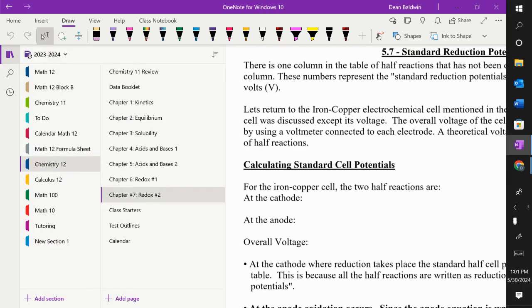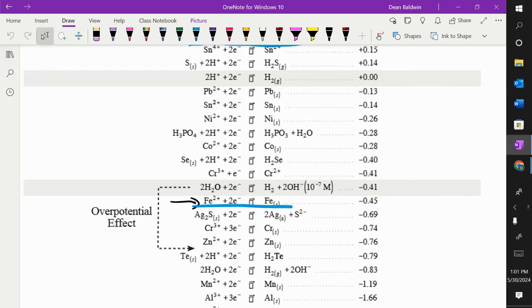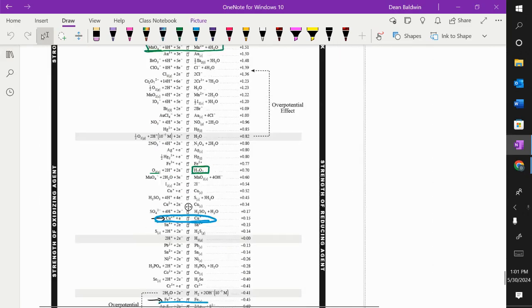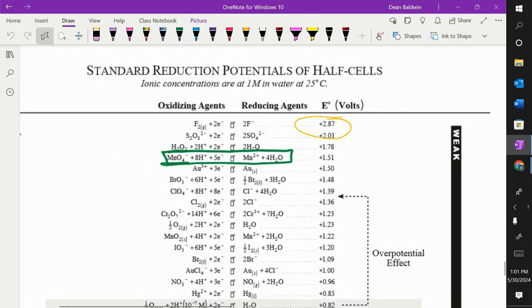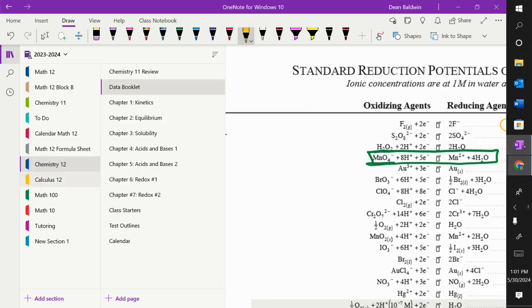So on our data booklet, the back page, you look at here, we have a voltage given with each half cell. These are all called half cell reactions, okay? And when you combine them, you get a cell. So how do you get the voltage of a cell? Is what we're going to do today.